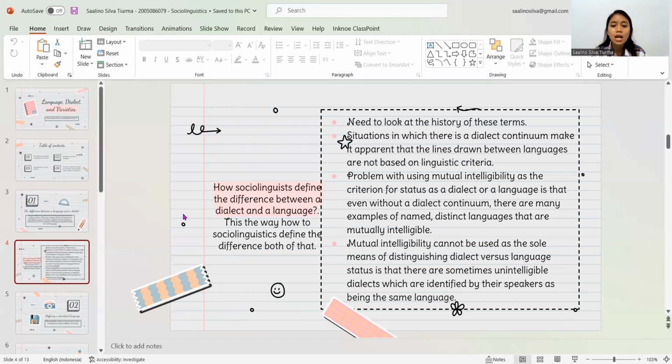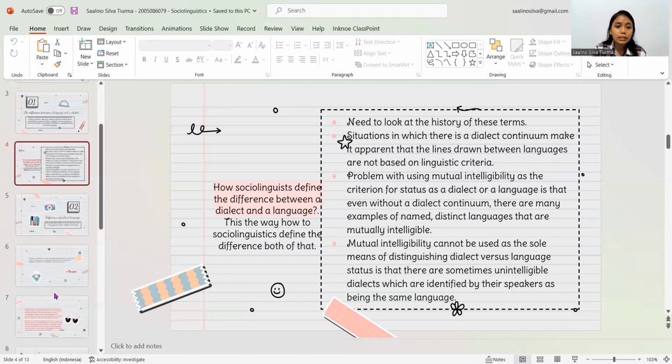And then the last is that mutual intelligibility cannot be used as the sole means of distinguishing dialect versus language status, because there are sometimes unintelligible dialects which are identified by their speakers as being the same language. Okay, next.